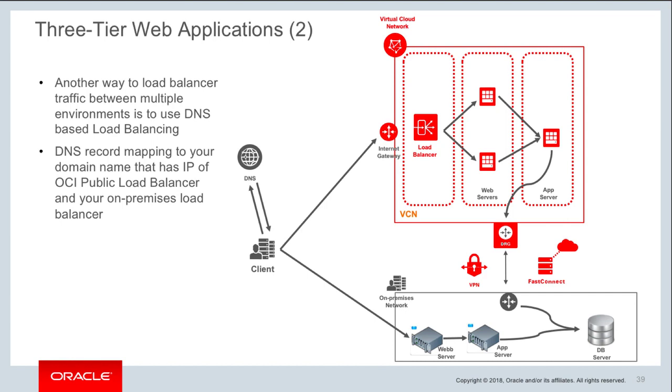Another case can be that if you have your application running in your on-premise data center, and you have your application running in your virtual cloud network within the Oracle Cloud Infrastructure, then you can load balance between the two applications by using DNS load balancing. So the DNS record maps your domain name to the IP of your public load balancer within the Oracle Cloud Infrastructure. It sends some of the traffic to the workloads within the OCI. And then there are certain workloads and certain traffic which is sent to the web servers which are living in your on-premise. And your database is still the same in your on-premise data center.